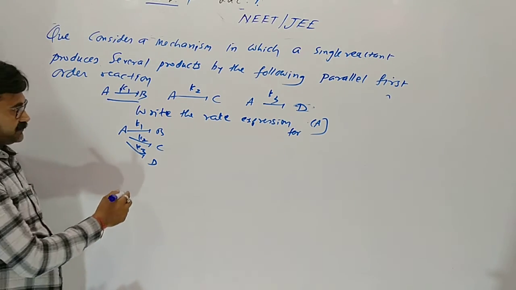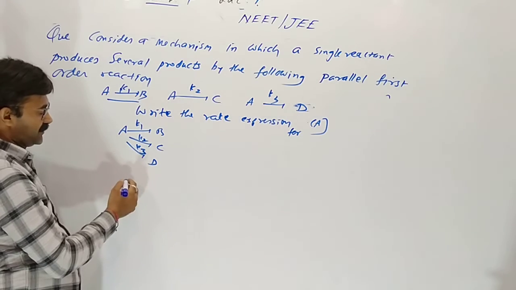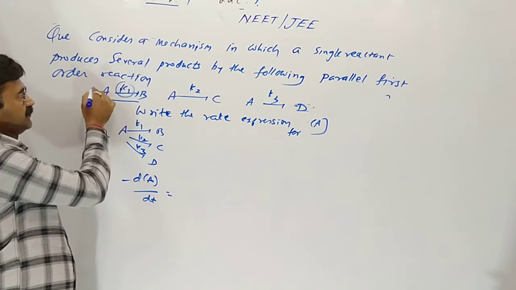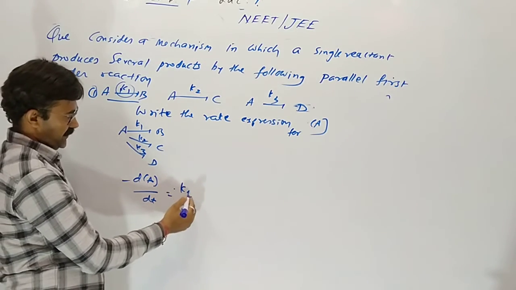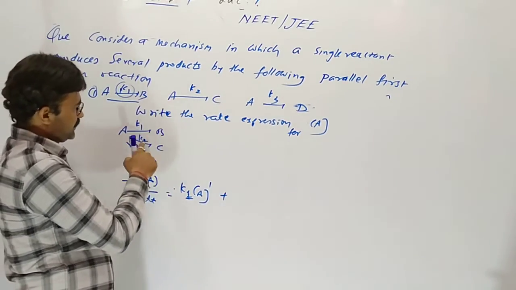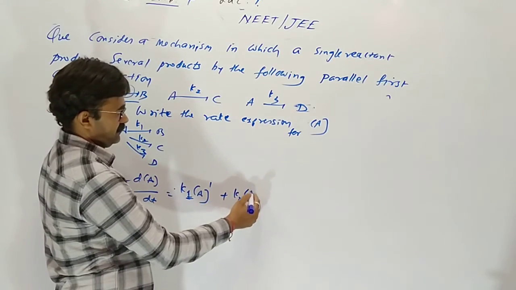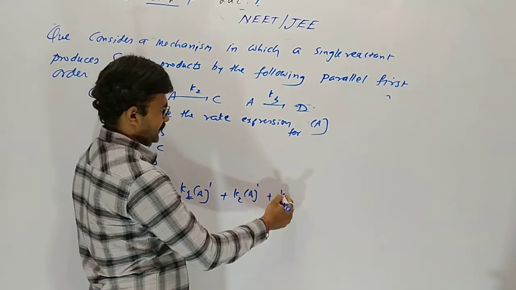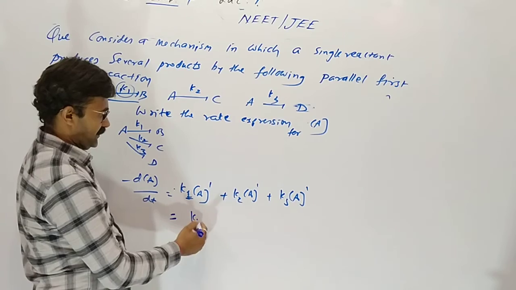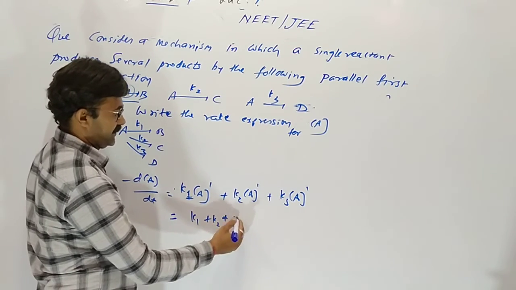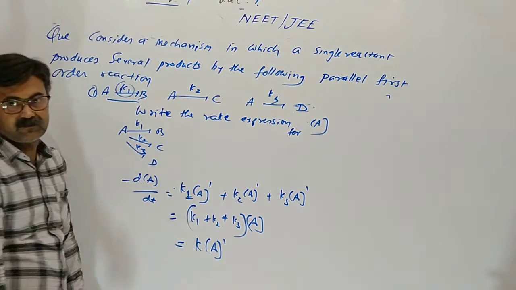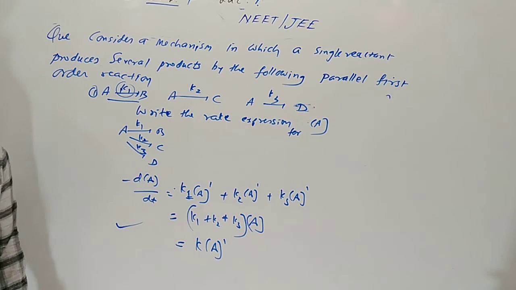So very simple. We know when reaction occurs parallelly, so rate dA upon dt. I told you, here is 1 mole, so K1 into 1, so K1. And rest also comes 1. Now for this one, K2 into A, raised to 1. Here K3 into 1, so common K1, K2 and K3. A is common here. So new constant K, A raised to 1. This is our rate expression.